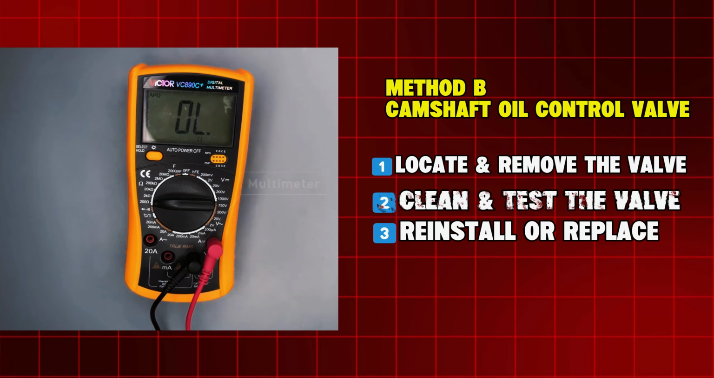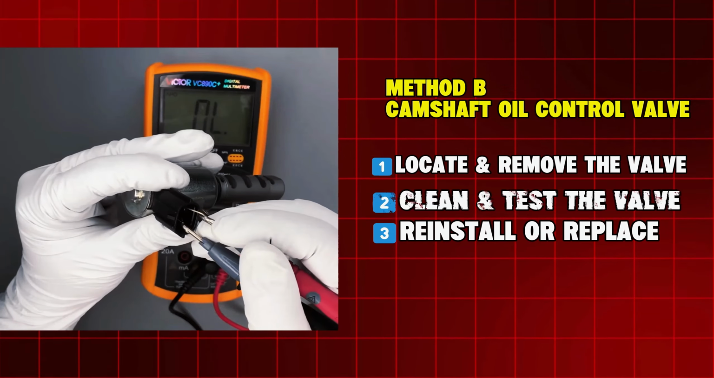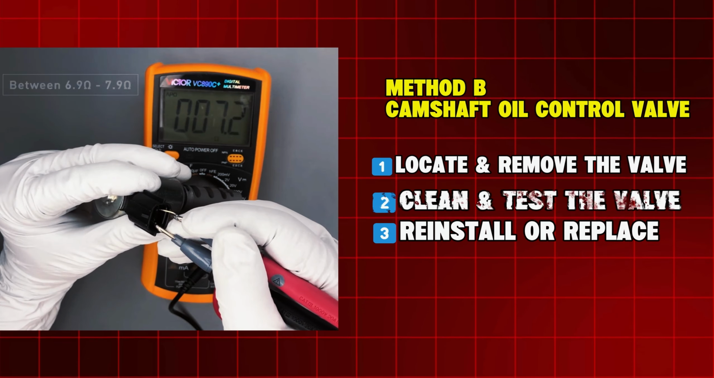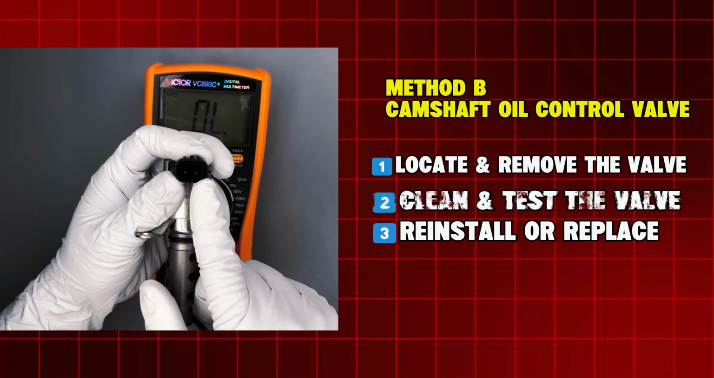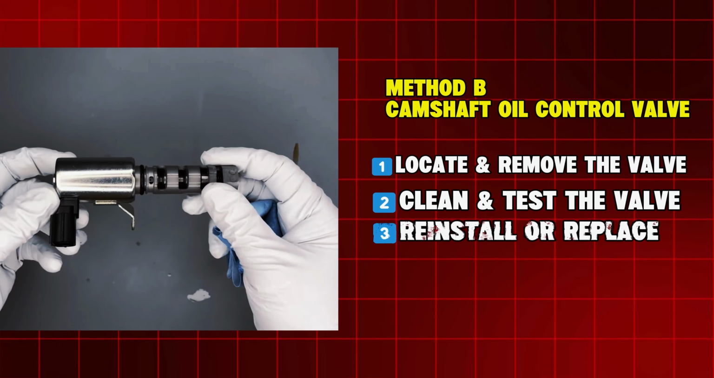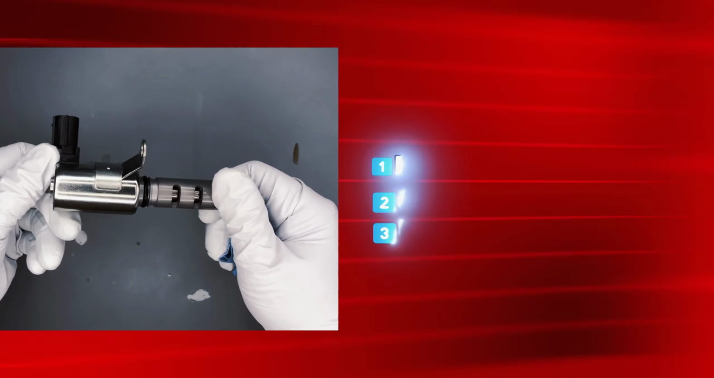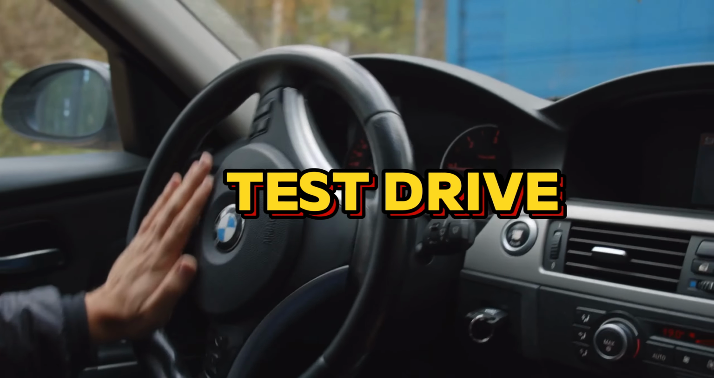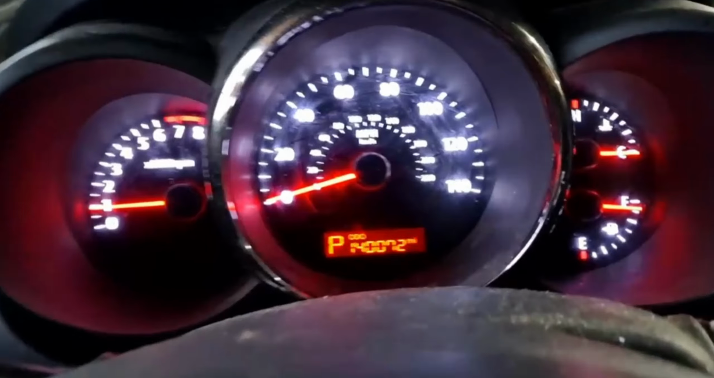At 68 degrees Fahrenheit, 20 degrees Celsius, resistance should be 6.9 to 7.9 ohms. No reading? Replace the valve. Reattach the clean valve, or install a new one if faulty. After fixing the issue, clear the code with your OBD2 scanner and take the car for a test drive. If the light stays off, you fixed it.